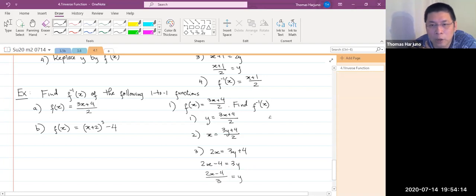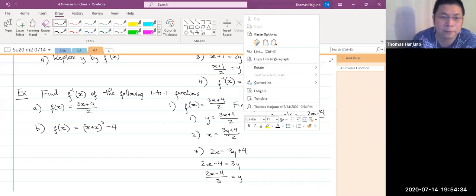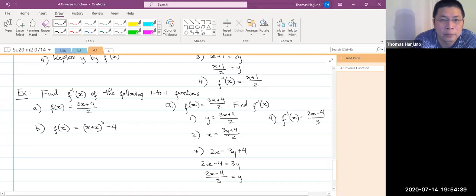And step 4, let me do it here. f inverse of x is equal to (2x minus 4) over 3. Now later on we will take a look at the significance, the comparison between the graph of f(x) and the inverse of f. That's for part A. Part B, step 1, I change that to y.